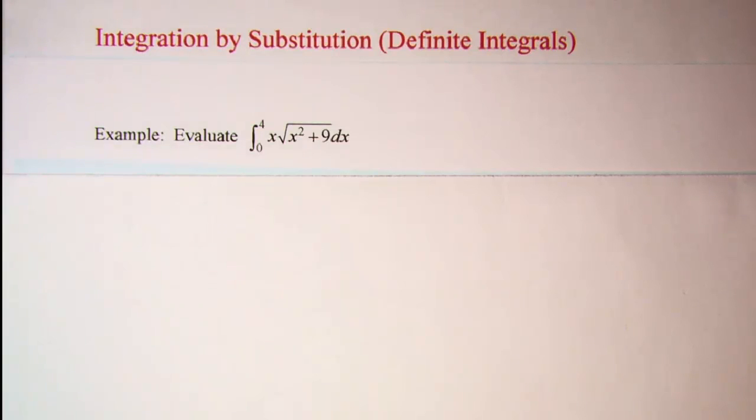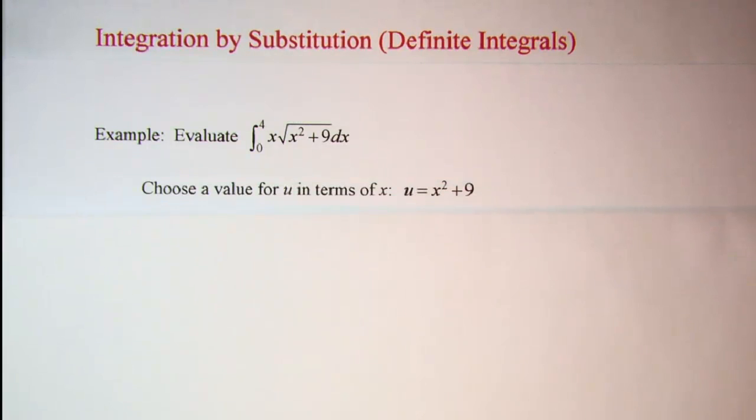In this video, we'll look at another integration by substitution problem for definite integrals. Our example is to evaluate the definite integral from 0 to 4 of x times the square root of x squared plus 9 dx. Our first step is to choose a value for u in terms of x.